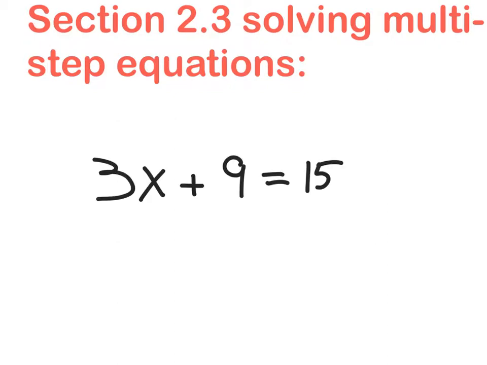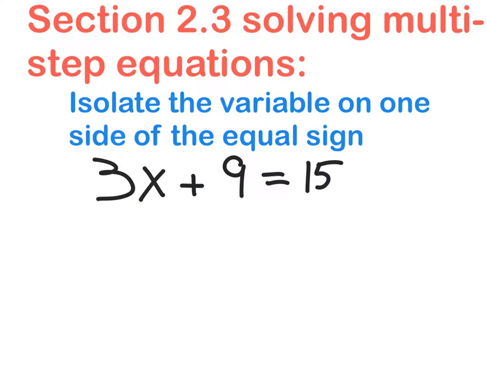So we have 3x plus 9 equals 15. And yeah, this is a two-step equation, but still we could call it multi-step. Anyway, what's important is the x. The goal of solving any equation is to isolate the variable on one side of the equal sign. So what you've got to do is first understand, where is the variable at? Where's the x at? Well, the x is clearly over here on the left side of the equal sign.